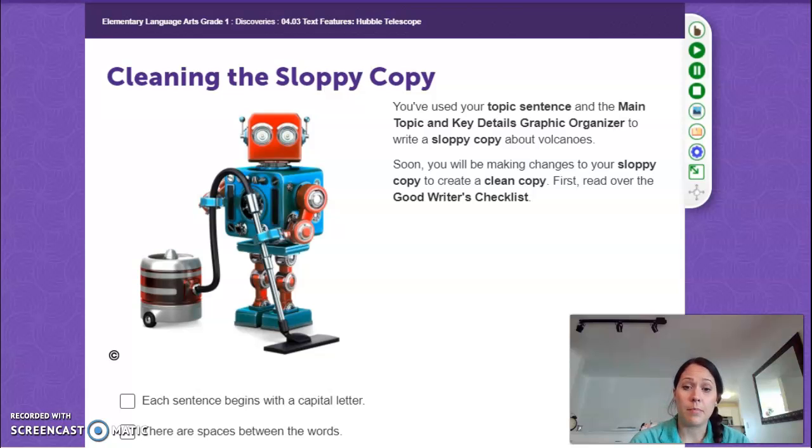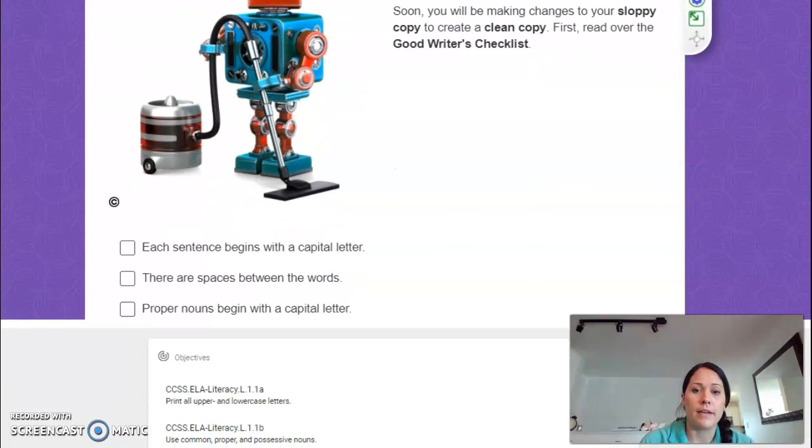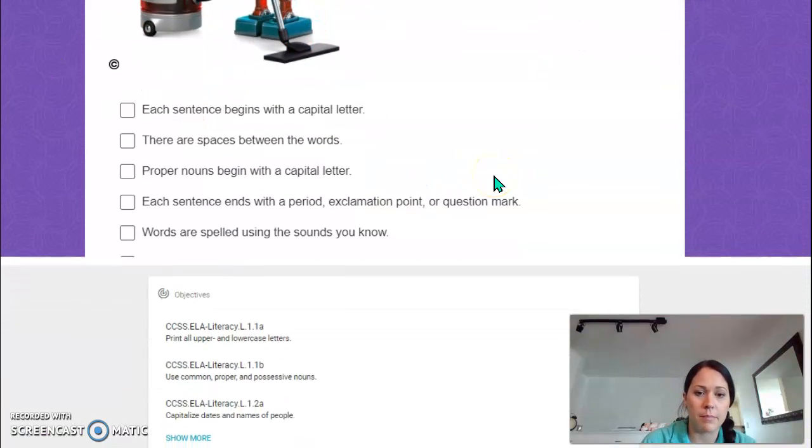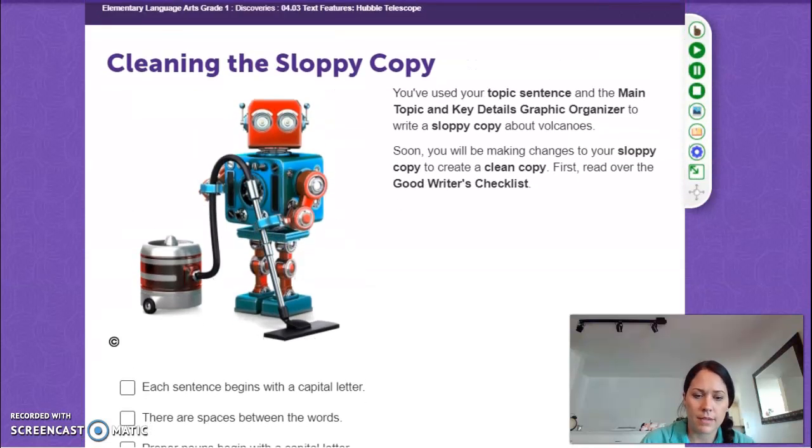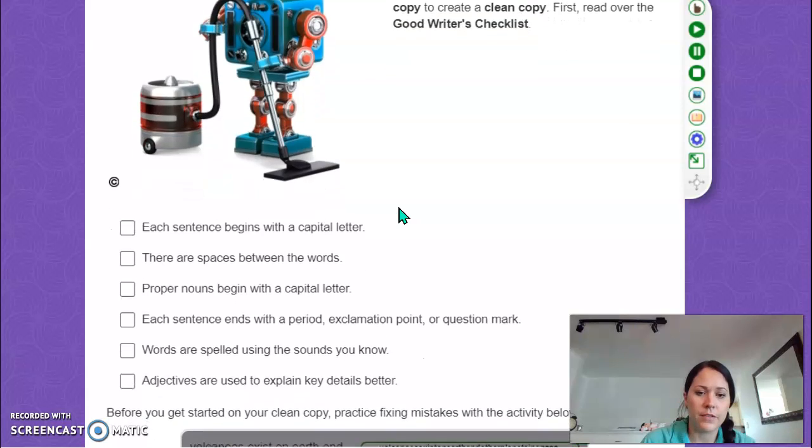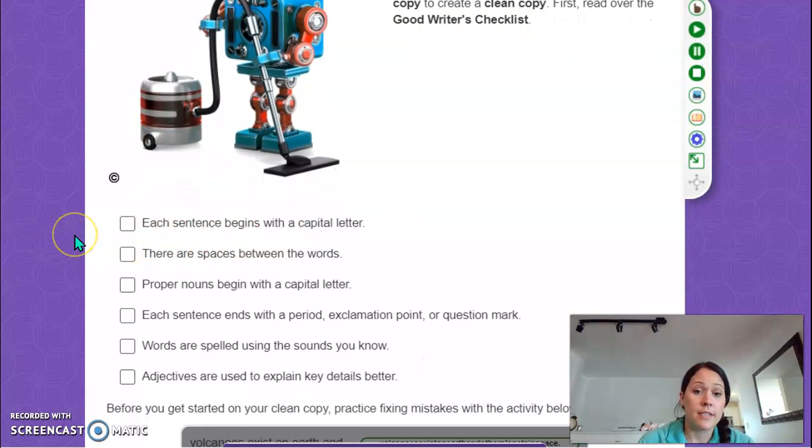Okay, so in your last couple lessons, you have been writing about volcanoes, and you should have your graphic organizer done, and then your sloppy copy that you wrote about volcanoes. And now it's time to make changes to your sloppy copy, and create your clean copy. So let's look over a writer's checklist here for cleaning our sloppy copy. All right, so first thing that you need to do. Each sentence begins with a capital letter. That is very important in all of your writing. So you need to check your sloppy copy and see if each sentence begins with a capital letter.